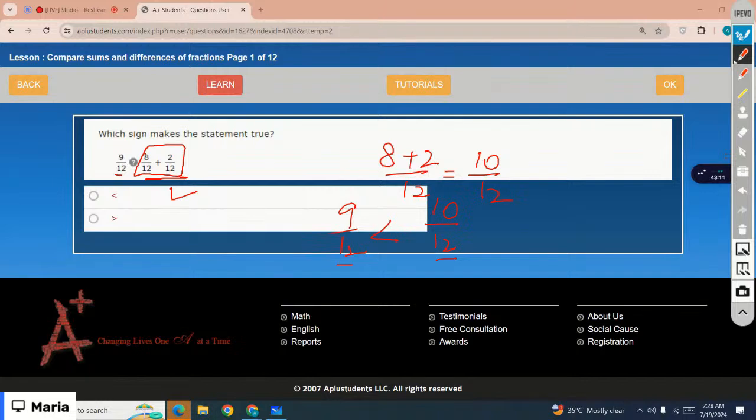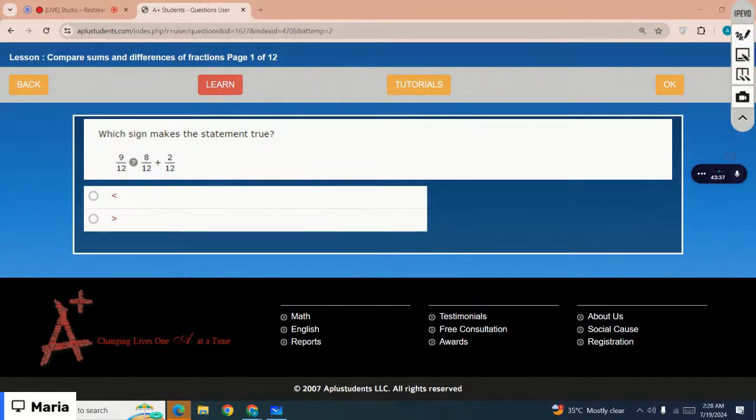Option number 1 is the correct option. The correct option is less than. Option number 1 is the correct option.